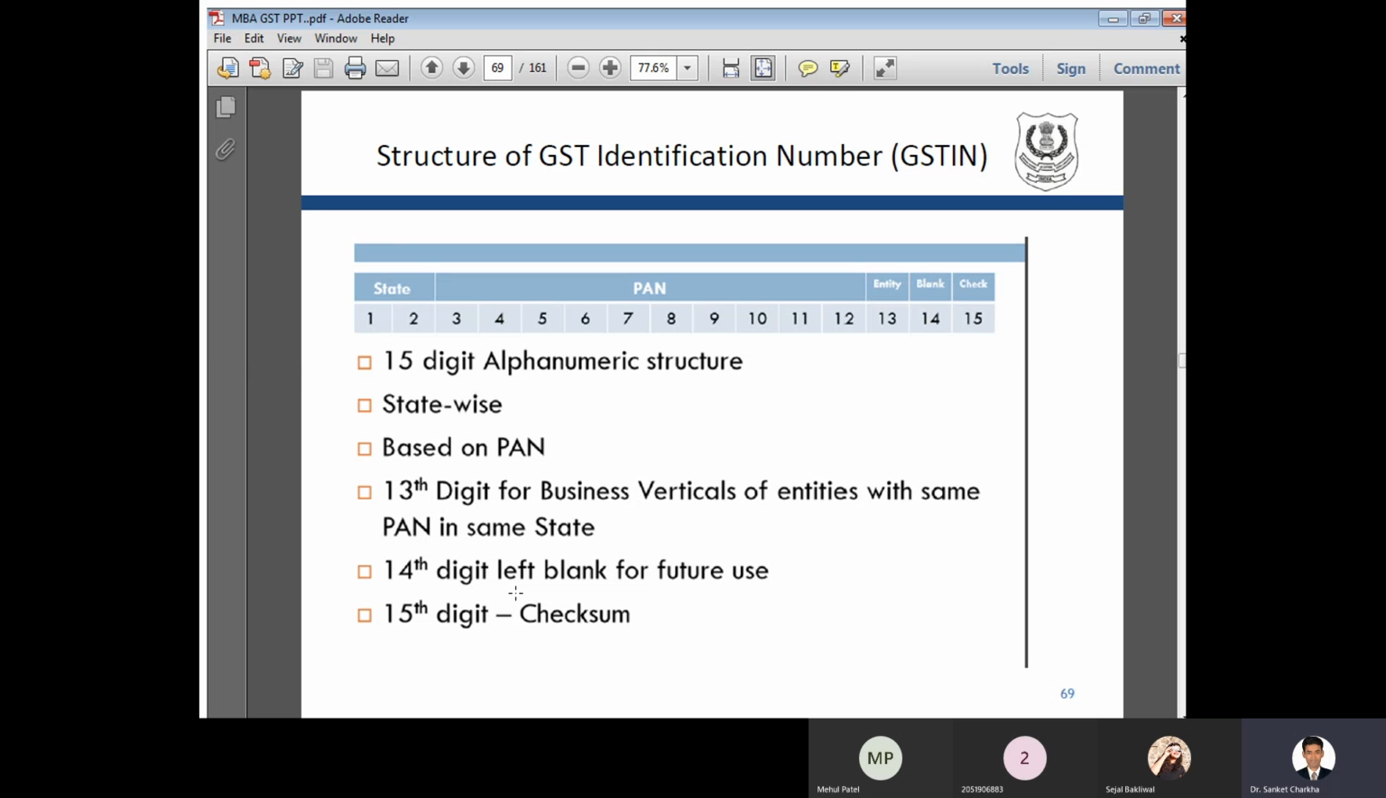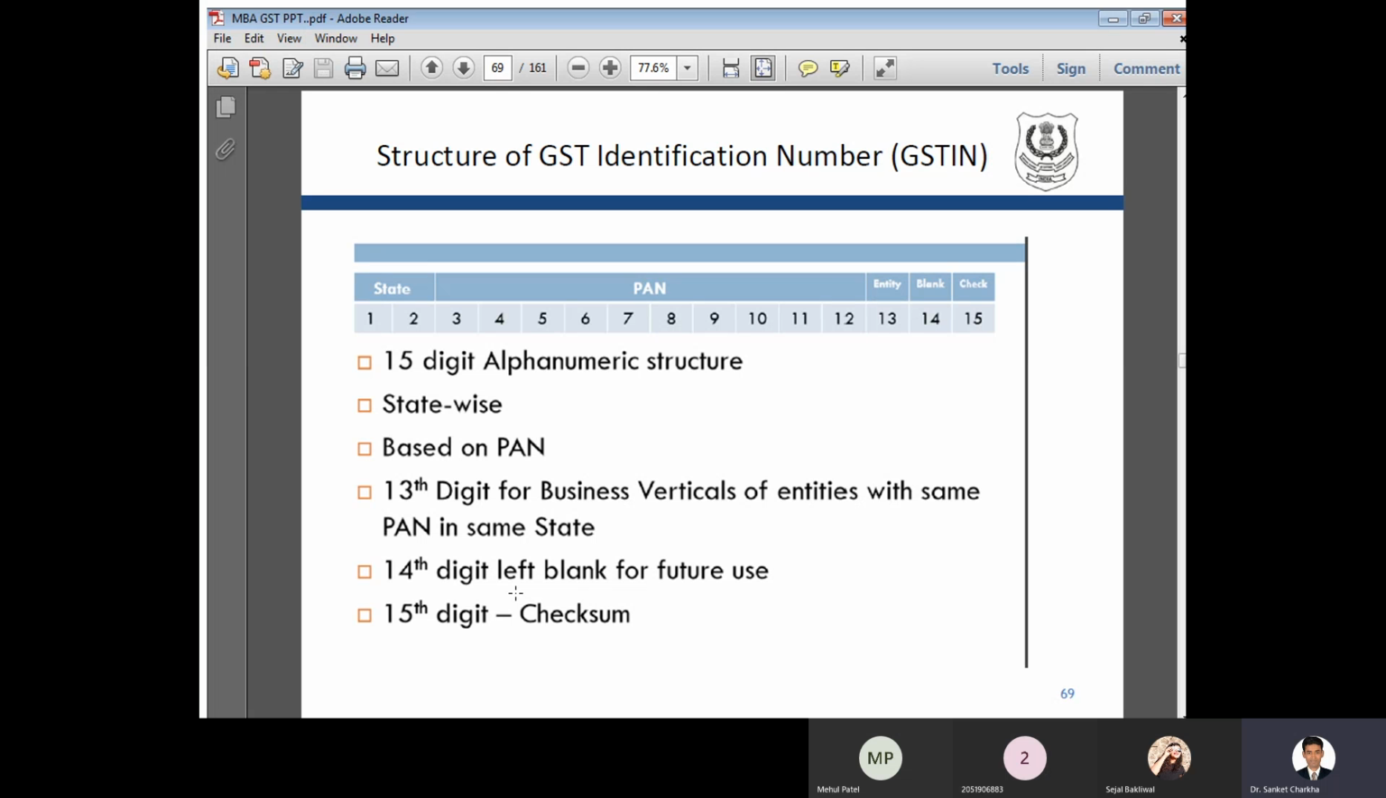So in this way, from 3 to 12 you will have the PAN number of the business entity. The 13th digit is for the business verticals of the entities with the same PAN in the same state. Depending on the type of business, whether you are public sector, private sector, cooperative, non-cooperative, government, aided, non-aided, and so on, these are the various entities. Depending on the business vertical and the entity of your business, the 13th number is provided.